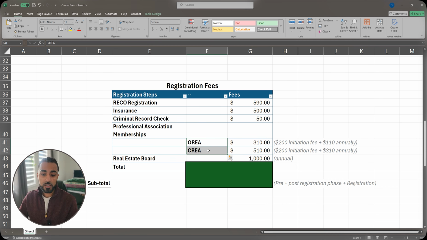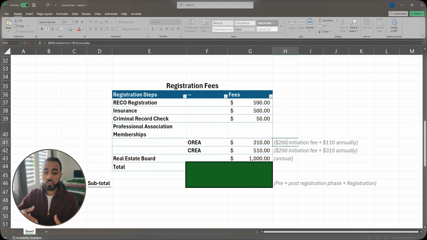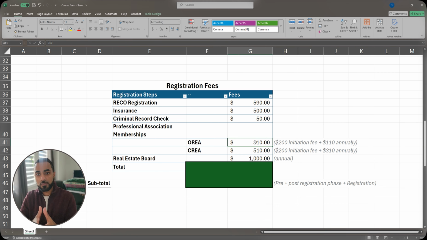And then OREA and CREA, now these are essentially, you have to register with OREA, but CREA is an optional membership. Okay, so registering with OREA essentially is a $200 initiation fee, right? And we have $110 that we have to pay annually. Okay, so you can imagine how much your costs will accumulate, year by year. But just for the first months of you getting licensed, you're going to have to pay both of those up front. That amounts to about $310.